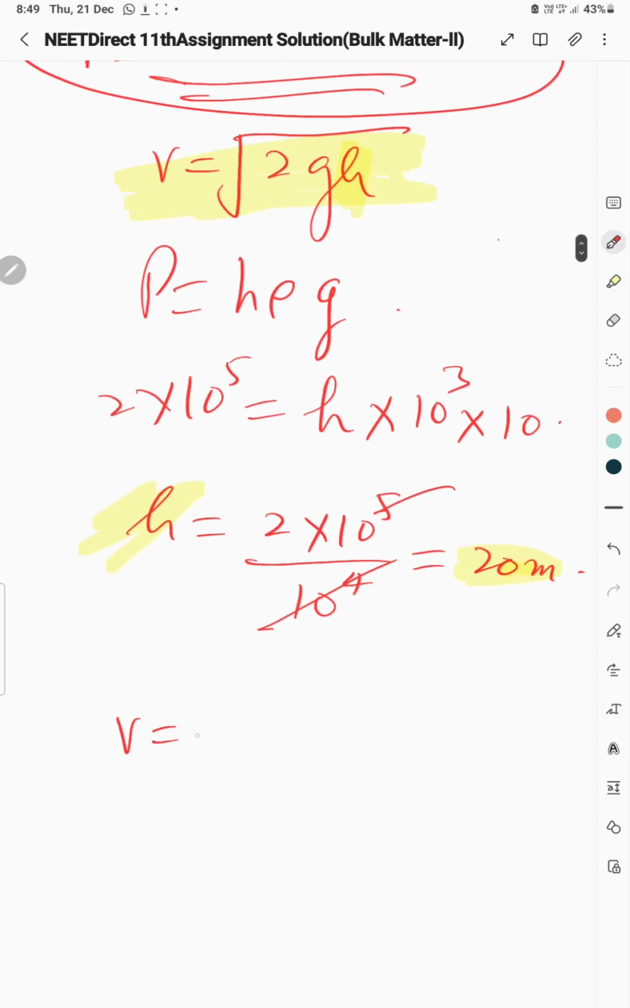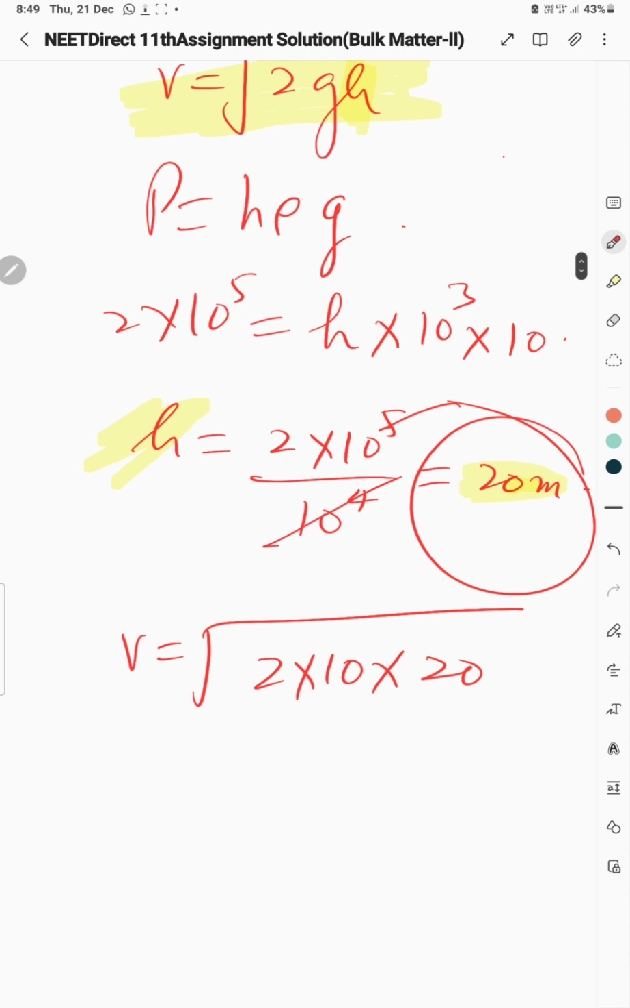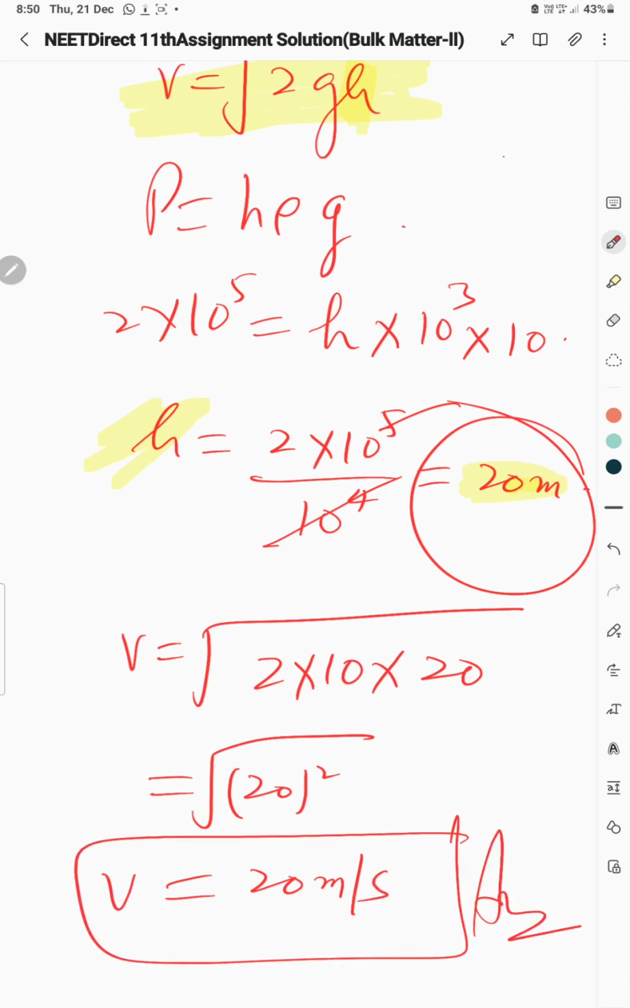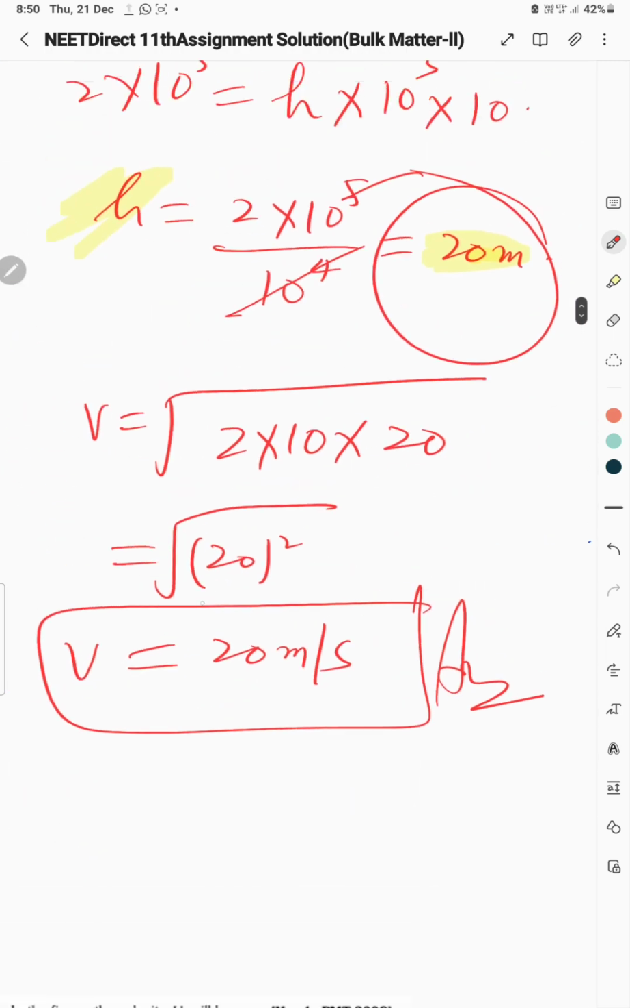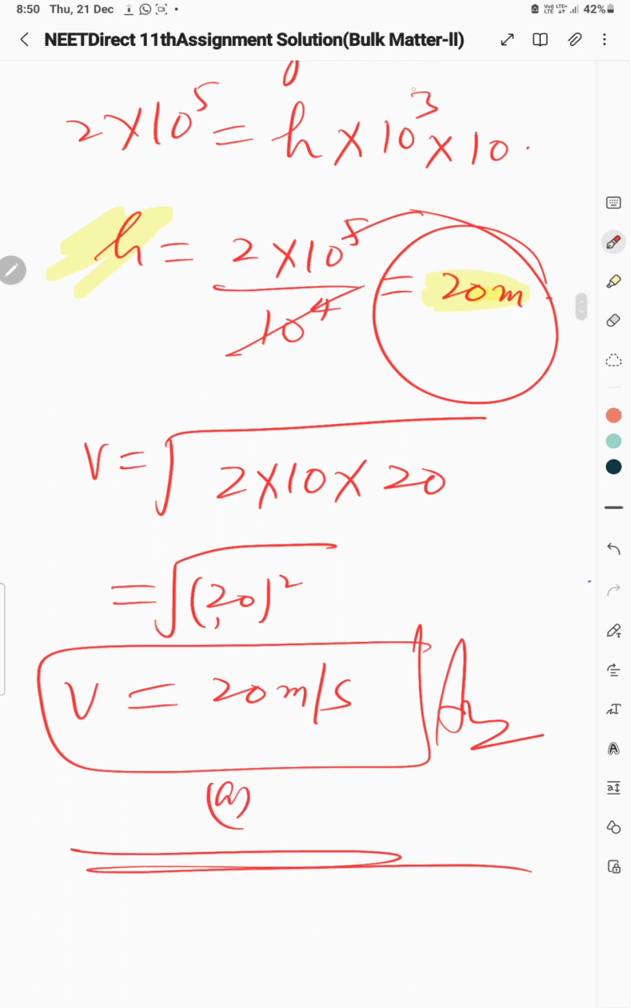So I move it further. V is root of 2 into g into h, that I've just discovered is 20. So it's 20 into 20, 20 square, and this root. So 20 meter per second is the velocity of efflux of water through this orifice. So let's check out which option has 20 as the answer. Well, as you can see here, this option is very much 20 because it is given in unsimplified form. Root 400 means 20. So my option, that 20 meter per second, is option A. So I put it here as option A as the correct option for this problem.